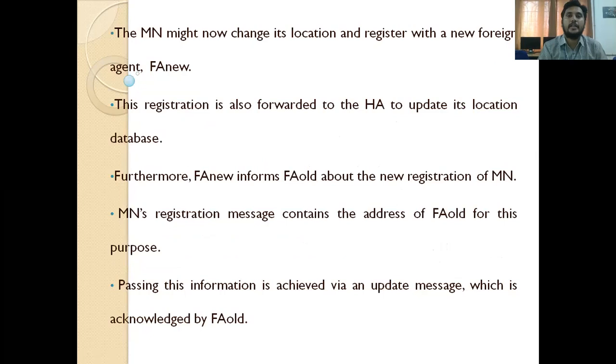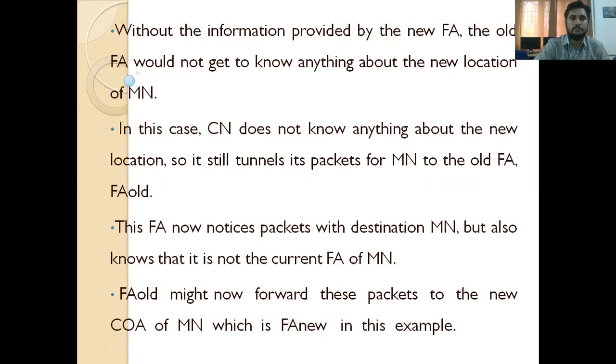So the mobile node might now change its location and register with a new foreign agent, FA new. This registration is also forwarded to the home agent to update its location database. So automatically it changes from one location to another location. It updates in the database. Furthermore, FA new informs FA old about the new registration of the mobile node. The mobile node registration message contains the address of FA old for this purpose. So passing this information is achieved via an update message which is acknowledged by FA old.